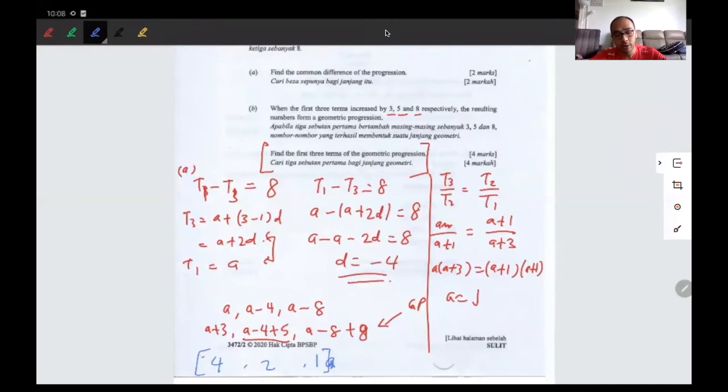So this is an interesting question because it combines arithmetic and geometric progression. The first part is arithmetic, which is a no-brainer. But suddenly it changes to geometric progression, in which you have to really understand what this sentence means. When the first 3 terms of the arithmetic progression are increased by 3, 5, and 8 respectively, it means the increments are not the same. The first one adds 3, the second adds 5, the third adds 8. So that's how you would answer the first question.